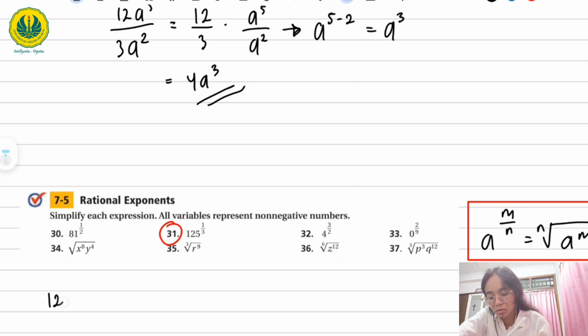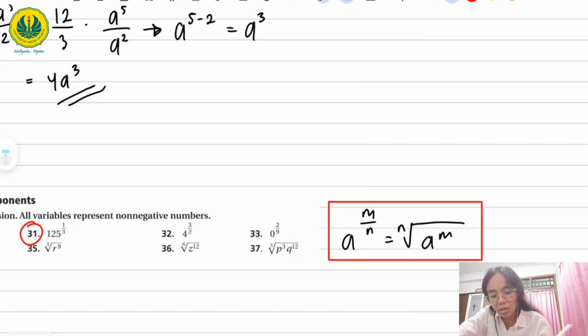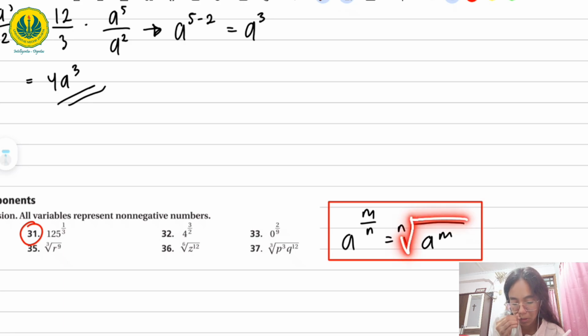We have 125 to the power of 1 over 3. I already wrote it on this screen. When we have a to the power of m over n, we write a root, with a on the inside of the root. The m, because it's on the top, will be inside the root, and the n, because it's on the bottom, is going to be outside the root.